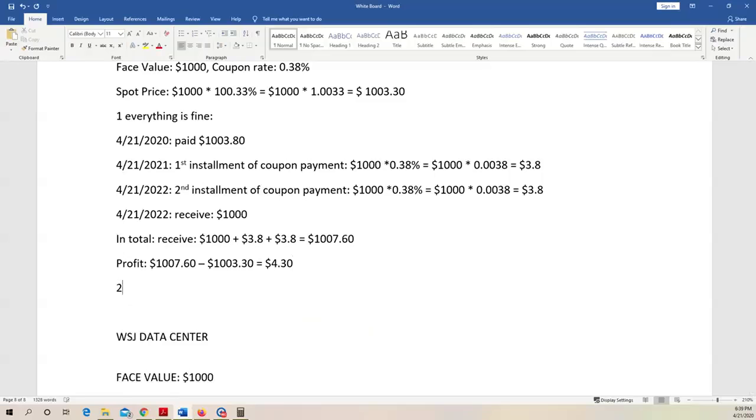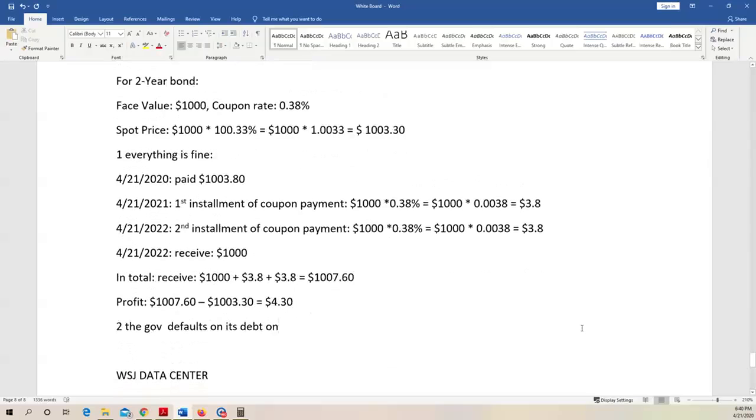There's another scenario. The government defaults on its debt on the second day, right after you bought this bond on April 22nd, 2020. So in this case, are you going to receive any coupon payment? Zero. Are you going to receive $1,000 face value back at the end of second year? Nothing.